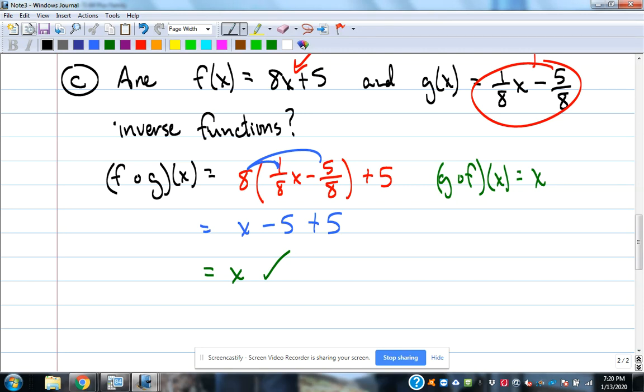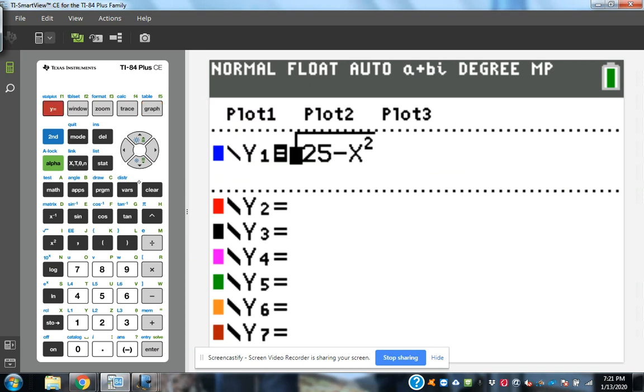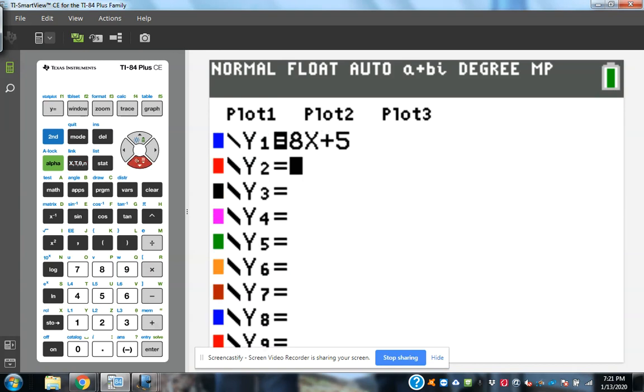Now here's another neat thing that happens with functions that are inverses of one another. I'm going to graph each of those on my graphing calculator. So I'm going to graph 8x plus 5, and then I'm going to graph 1/8, 1 over 8, x minus 5 over 8. And then I'm going to graph a third line. I'm going to graph that plain x that I got when I did those compositions.